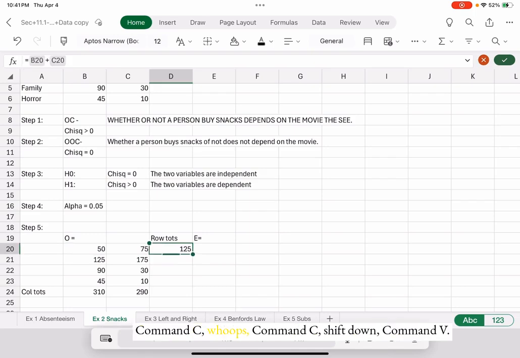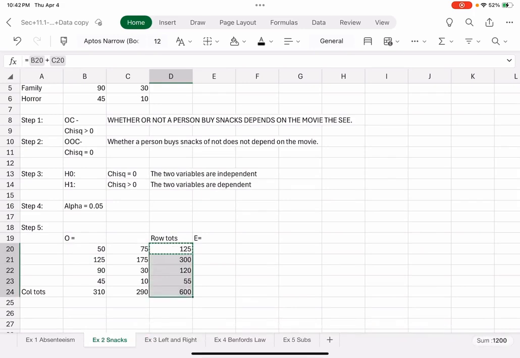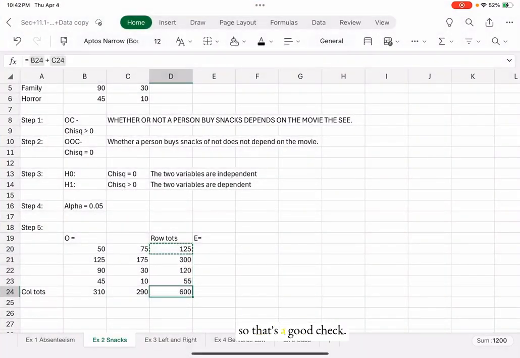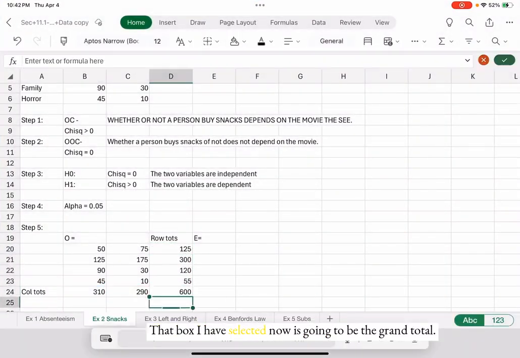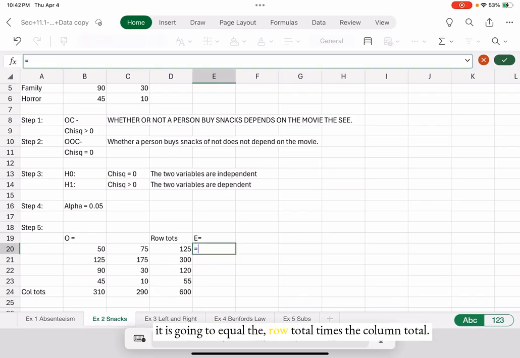Copy, shift, down, paste. It said there were 600 moviegoers, at least I think it did. Yeah, 600. So that's a good check. That box I have selected now is going to be the grand total. Now, let's find the expected distribution of this table. It is going to equal the row total times the column total.